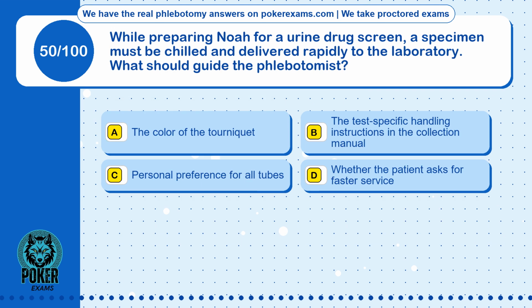Question 50. While preparing NOAA for a urine drug screen, a specimen must be chilled and delivered rapidly to the laboratory. What should guide the phlebotomist? Option A. The color of the tourniquet. Option B. The test-specific handling instructions in the collection manual. Option C. Personal preference for all tubes. Option D. Whether the patient asks for faster service.